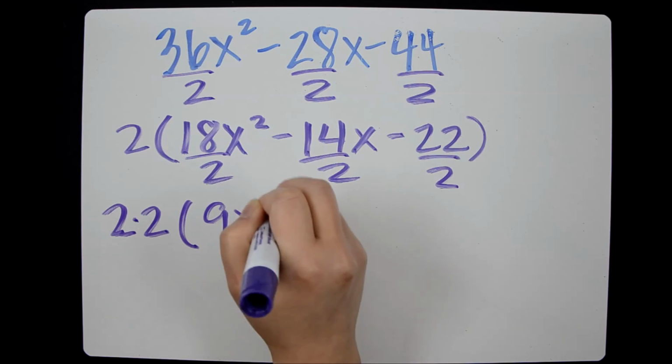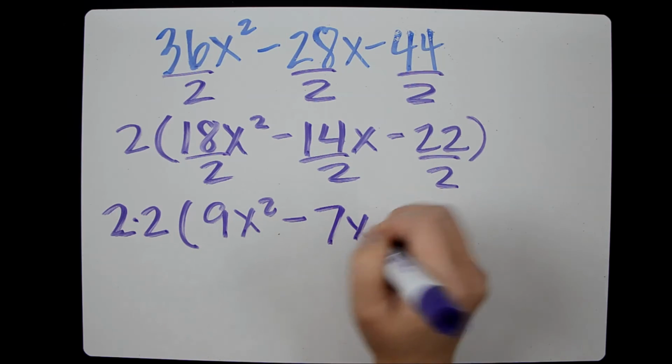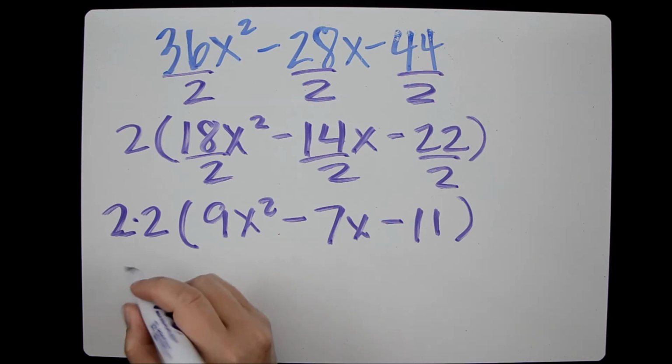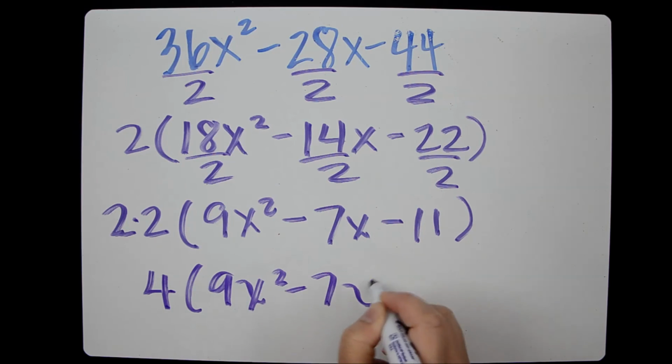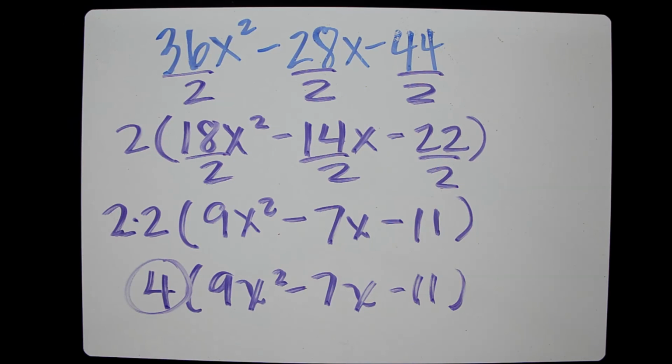And now we have 9x squared minus 7x, we're dividing these out, minus 11. And now looking at the remaining terms, I could tell that the only common factor is 1. So I know that we have found our greatest common factor. It's 2 times 2, which is 4. And then I'm just going to copy down this trinomial. Our GCF is 4 for this expression.